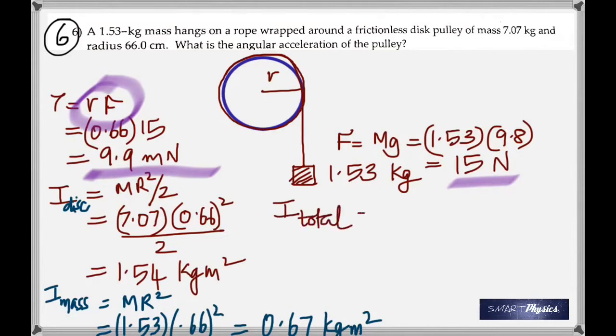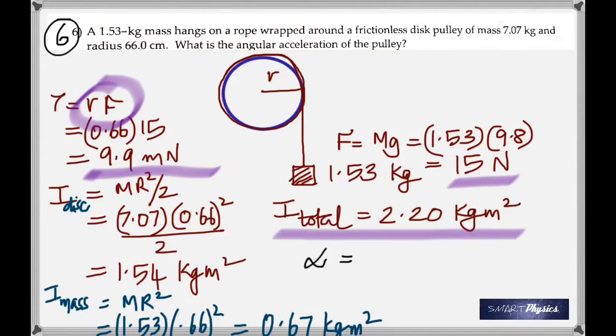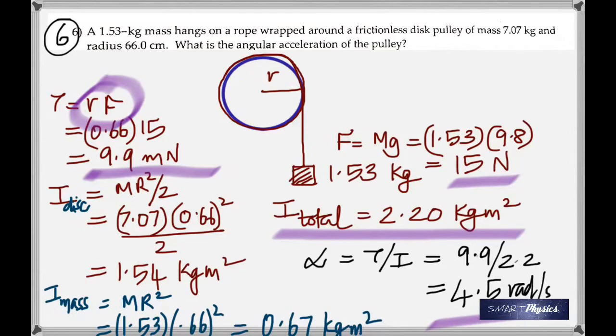Therefore, the total rotational inertia of the system will be the sum of the two, that is 1.54 plus 0.67, that gives 2.20 kilogram meter squared. And finally, alpha is total torque divided by the total rotational inertia, which is 9.9 divided by 2.2. So the answer is 4.5 radian per second squared.